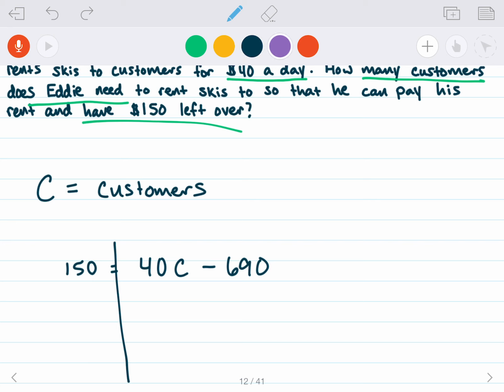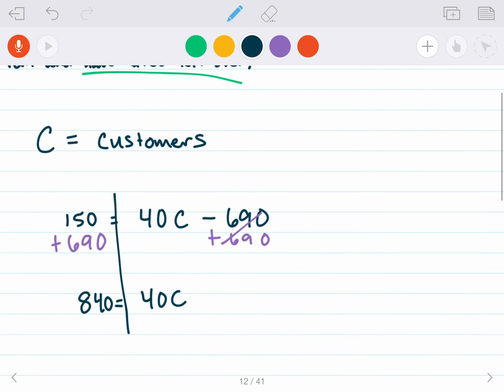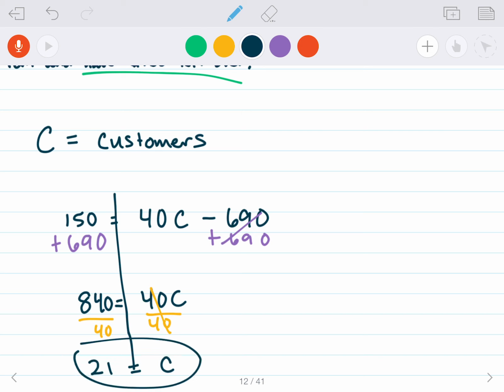All right, so I want to get C by itself, so I'm going to start by adding 690 to both sides. So this is going to be 840. So we have 840 equals 40 times C. And so now what I need to do is divide both sides by 40 to get C by itself. And I do get C is equal to 21. So he needs 21 customers.